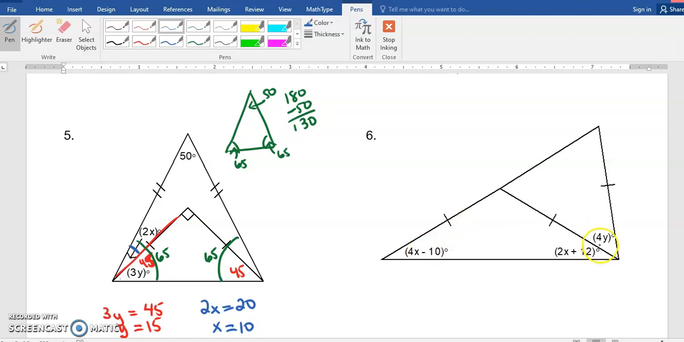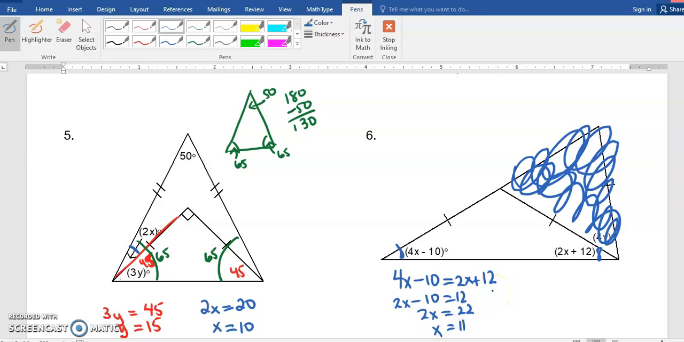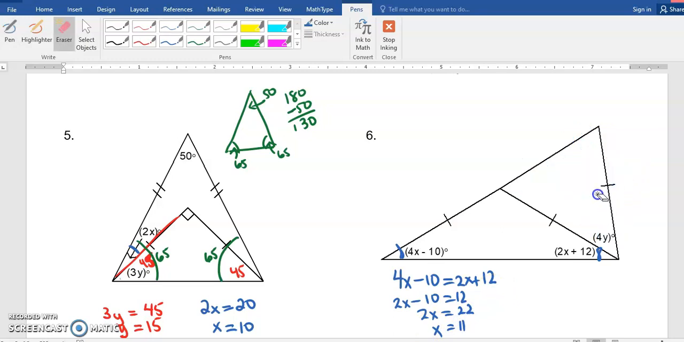And we have another isosceles over here. If we look only at this part of the picture first, ignoring this one, because those two sides are congruent, then these two angles are congruent, so 4x minus 10 equals 2x plus 12. Subtract 2x, add 10, divide by 2, x must equal 11. Okay, so we can plug that back in. 22 plus 12 is 34.